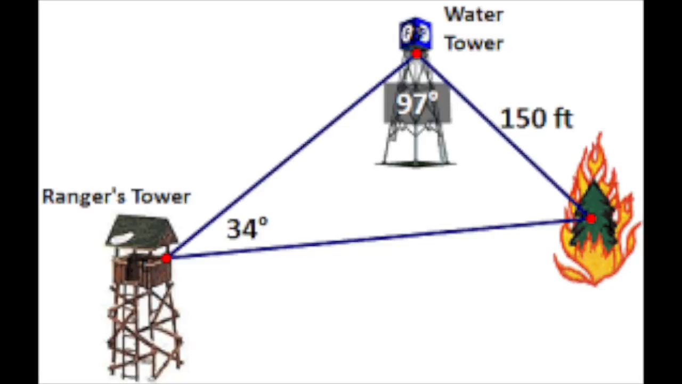And we can use the law of sines in the real world. For instance, this picture depicts a forest fire, a water tower, and a ranger's tower, and using the law of sines we can figure out how far away the water tower is from the ranger's tower and how far away the ranger's tower is from the fire. It's very useful for any three objects that are in a triangular pattern, for figuring out how far away they are from each other.